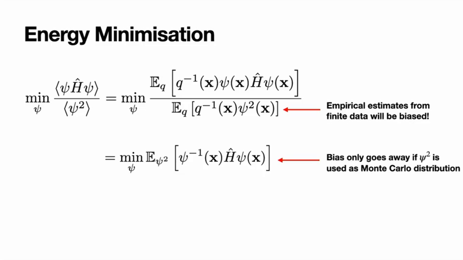However, if you specifically sample from psi squared, which even if it's unnormalized you can do by Metropolis-Hastings and things like this, then this bias term will go away, but only if you sample from psi squared. So this is the natural choice of sampling distribution for ground state VMC. And then you end up with this expression, psi inverse H psi, which is evaluated at specific configurations of your walkers, and this term inside the expectation is known as the local energy.